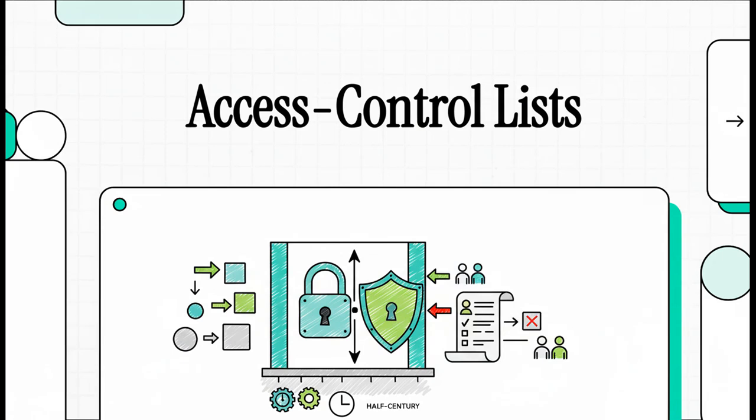What if I told you that one of the most powerful tools in all of digital security isn't some super complex algorithm, but just a simple list? It's this incredible idea that's been protecting our data for more than half a century, and today we're going to break down exactly how it works. This is all about access control lists, or ACLs.